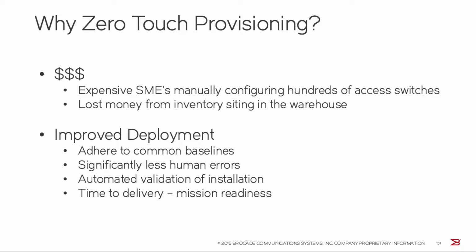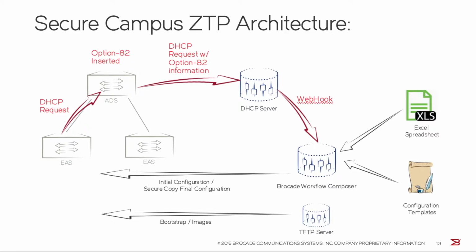When we do zero-touch provisioning, we also improve the deployment. We adhere to common baselines, we have significantly fewer human errors, we have the ability to automate validation of installation, and time to deliver equals mission readiness. Let's go ahead and look at the secure campus ZTP architecture.